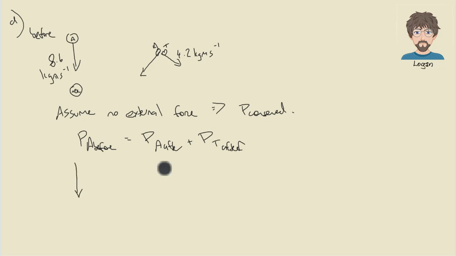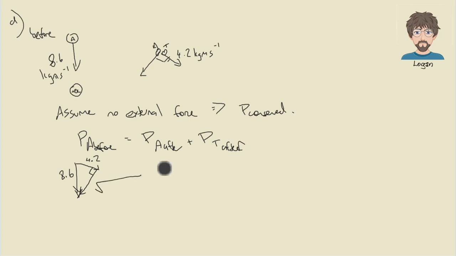So this equals this plus that, and they are at right angles to each other because we're told that these two are at right angles to each other. I should have drawn it in there, shouldn't I? And this is 4.2. And we know this one. This was 8.6. We know those two momentums. That's what they've given us. So we can work this one out.